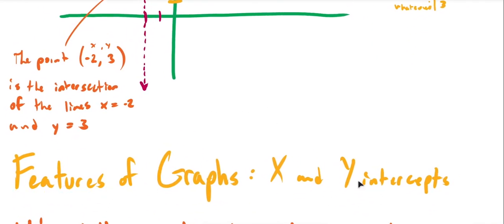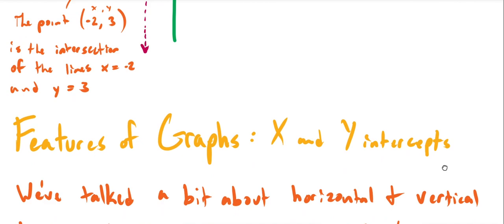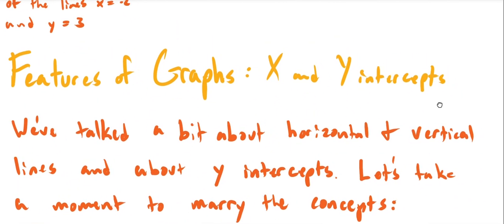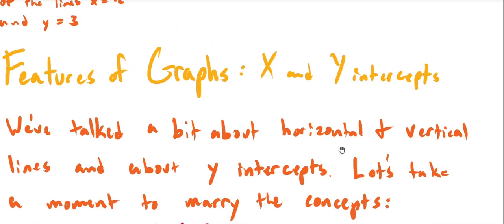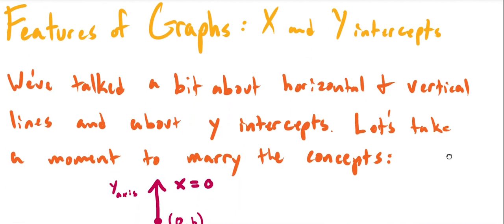All right, now let's talk about some other features of graphs. We'll talk about x and y intercepts. So, speaking of it, where we hit the x-axis with our line, or where we hit the y-axis with our line, those would be the x and y intercepts. And we talked just a little bit a second ago about horizontal and vertical lines and about y-intercepts. Let's tie those two concepts together. The y-intercept is the b from y equals mx plus b.